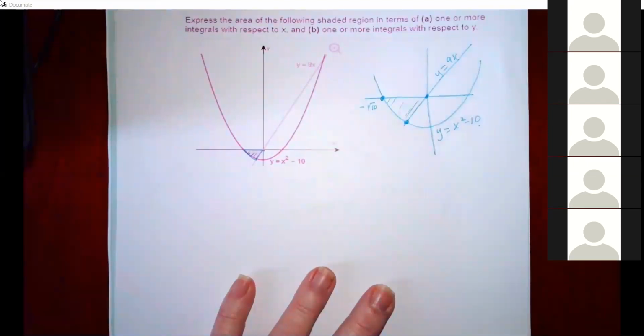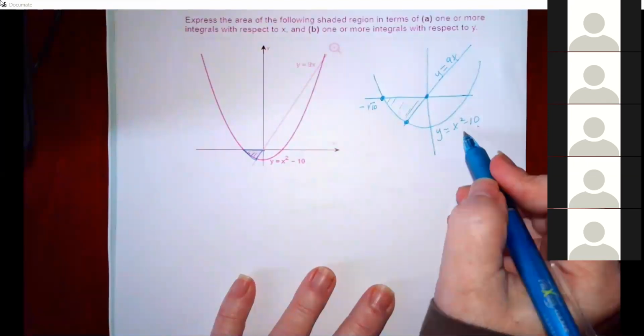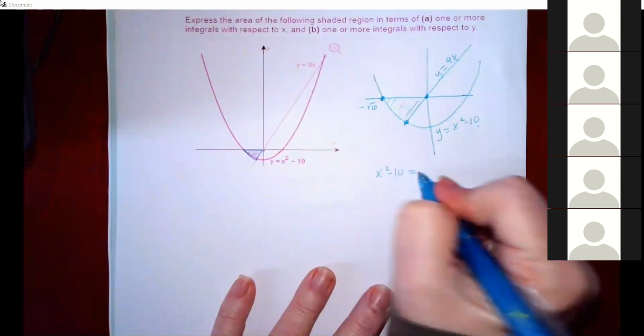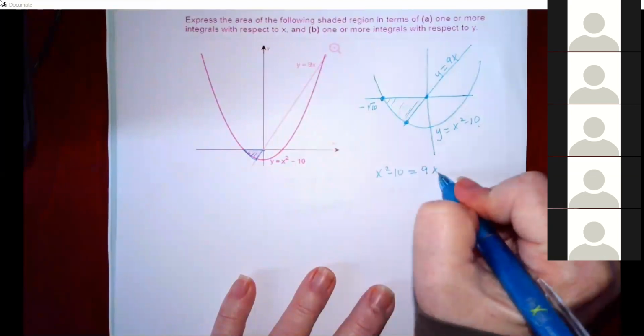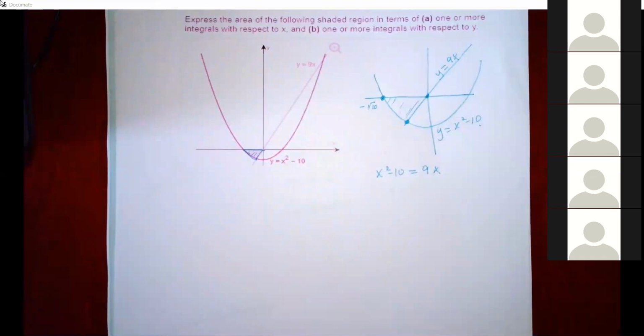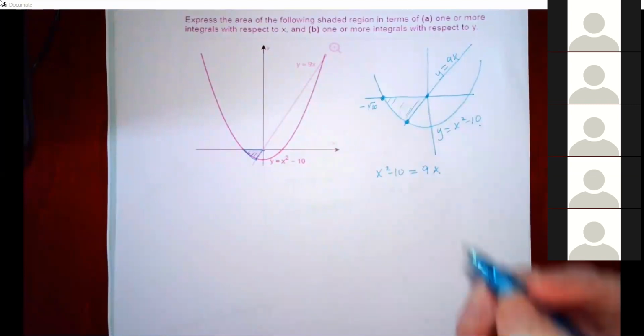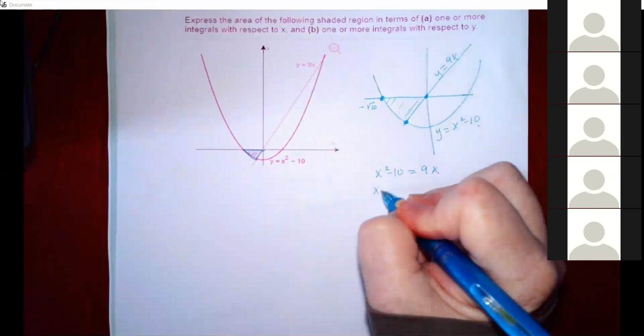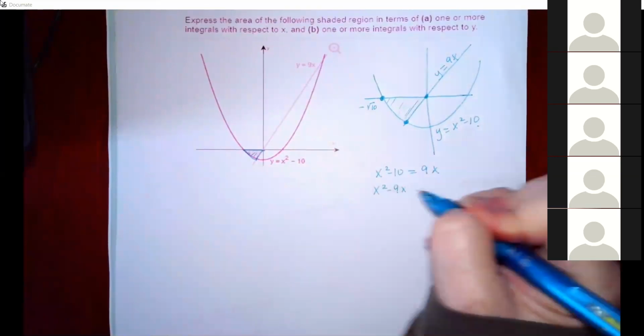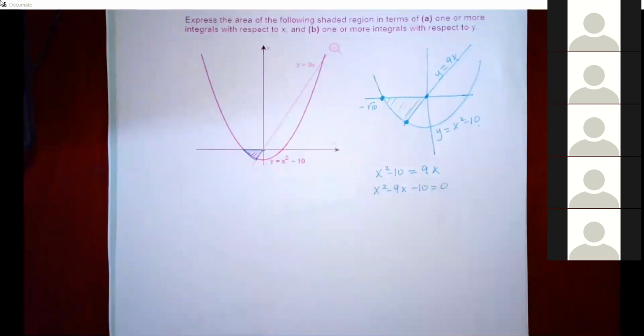Okay, so I'm going to set x squared minus 10 equal to 9x and solve. So that will be x squared minus 9x minus 10 is equal to 0.